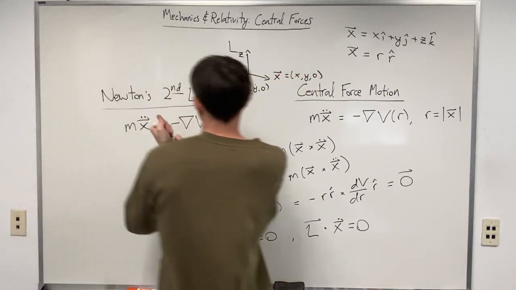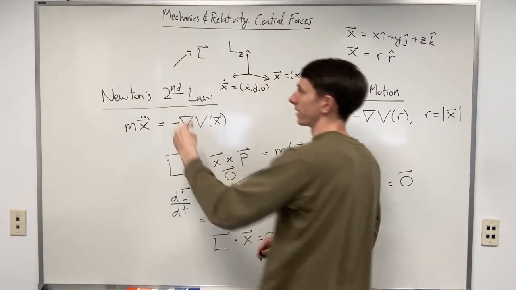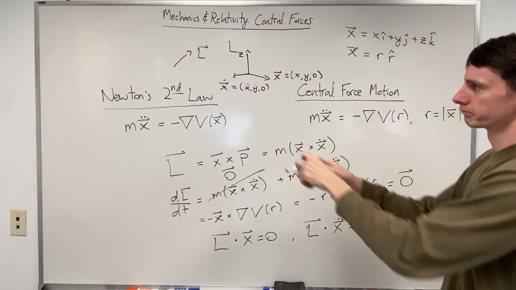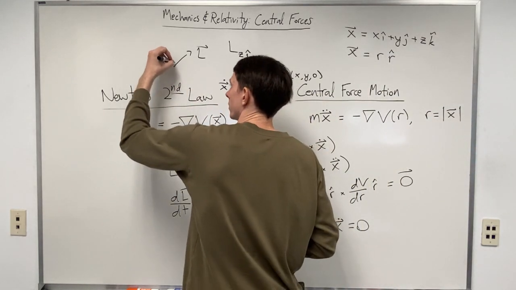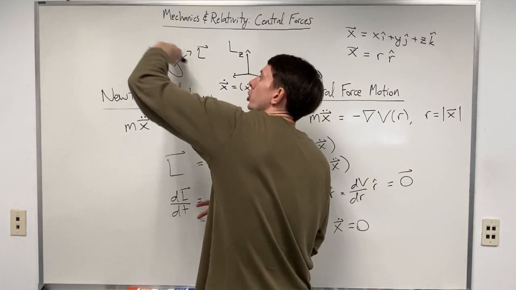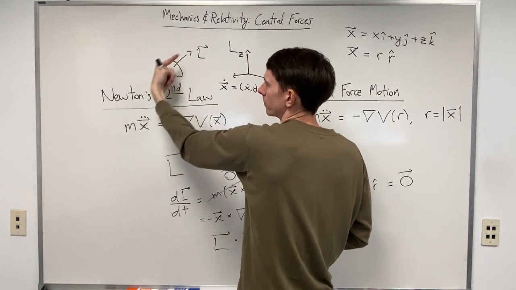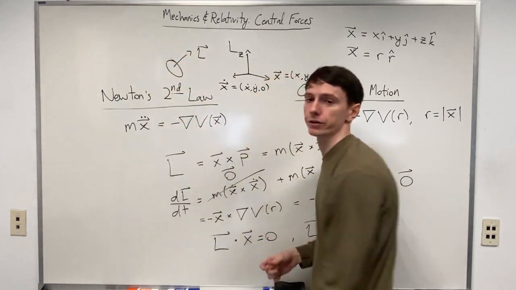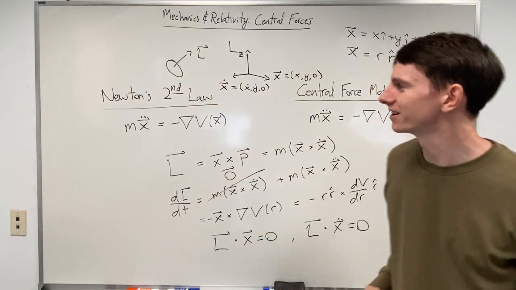But if we were to say that L was this vector right here, oriented at some angle, what that would tell us is that the motion of the particle would then be restricted to this plane that is perpendicular to the vector pointed in the direction defined by L, right?